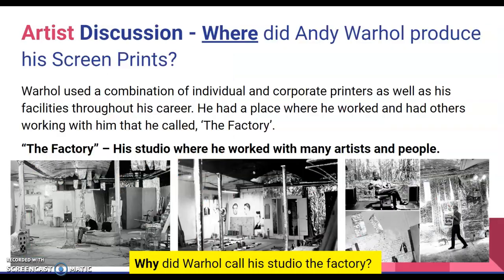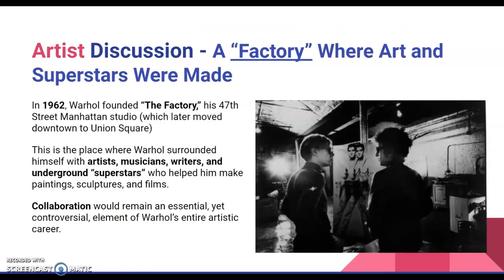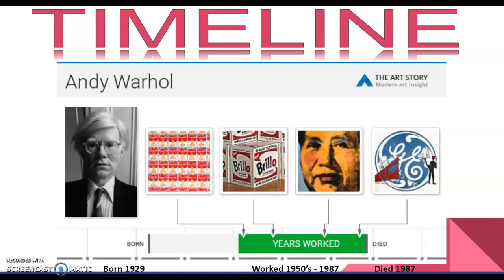Where did he produce his artworks? Now, I've said a few times he wanted to be like a machine. So he actually produced his artworks in a place called the Factory, like a machine, where he could do things over and over again. By day, it was an art production centre. By night, he had lots of parties with lots of celebrities, and it became a social gathering venue. As you can see, artists, musicians, underground superstars, they helped him with his paintings. He collaborated with them as well. So it was a place of art and socialising. A little timeline of his life and the years that he worked. So you can see he was working within the 1950s until 1987.